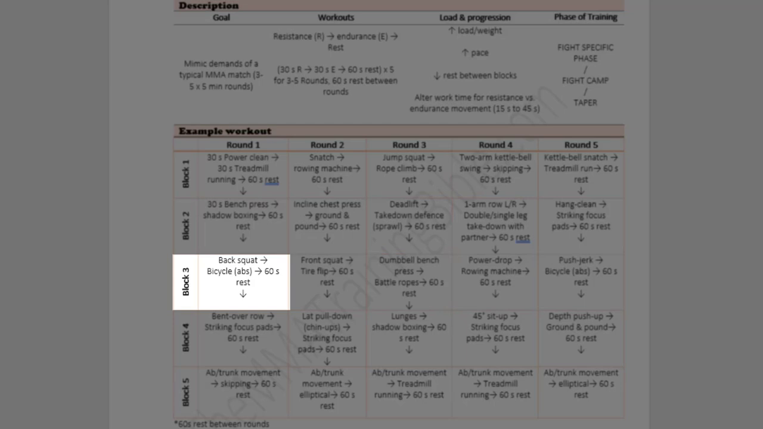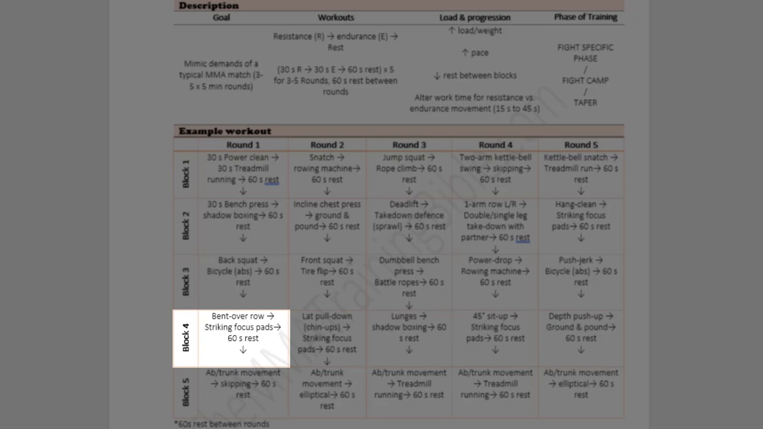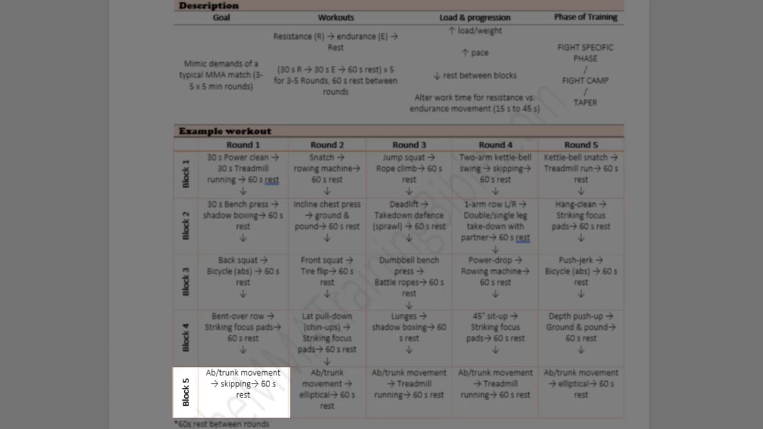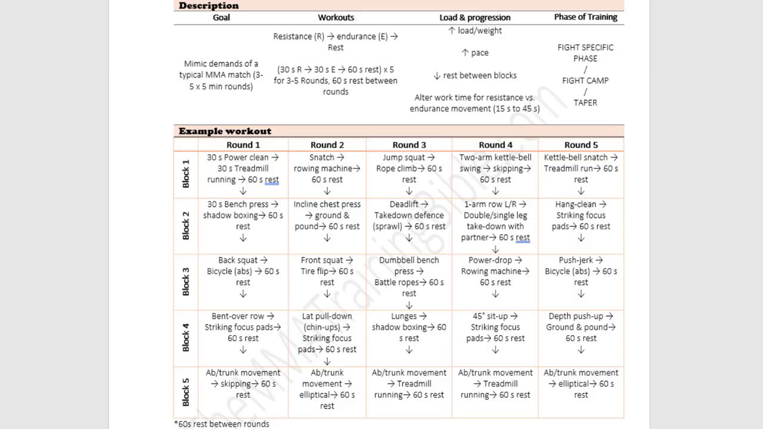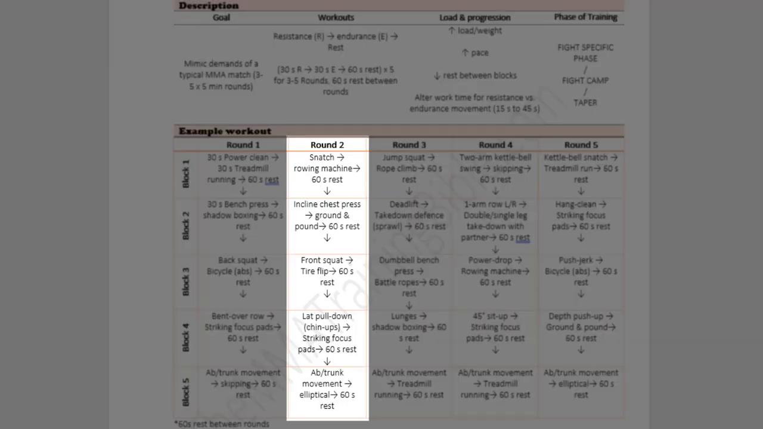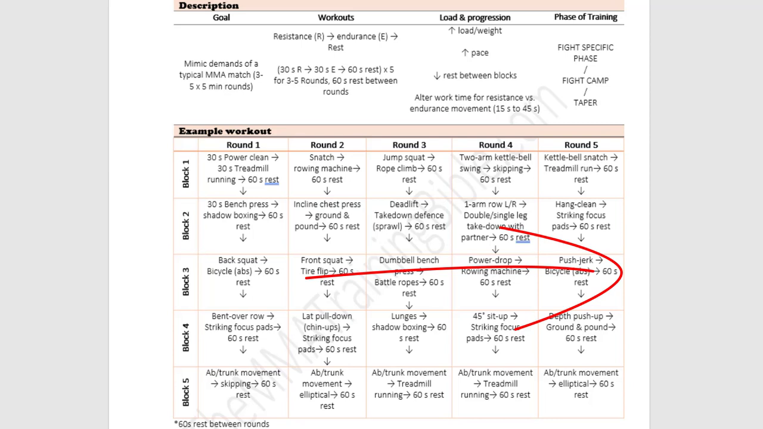Then you move on to block 3, which pairs back squat with an ab exercise called bicycle, and then block 4, which pairs bench over row with pad striking, and then of course block 5, as you can see here, which pairs an ab movement with skipping. Now after you complete block 5, you take 60 seconds rest, then move to round 2. Now round 2 features 5 more blocks, and you can see the pairings here. You basically continue this until you've completed 5 rounds in this case.